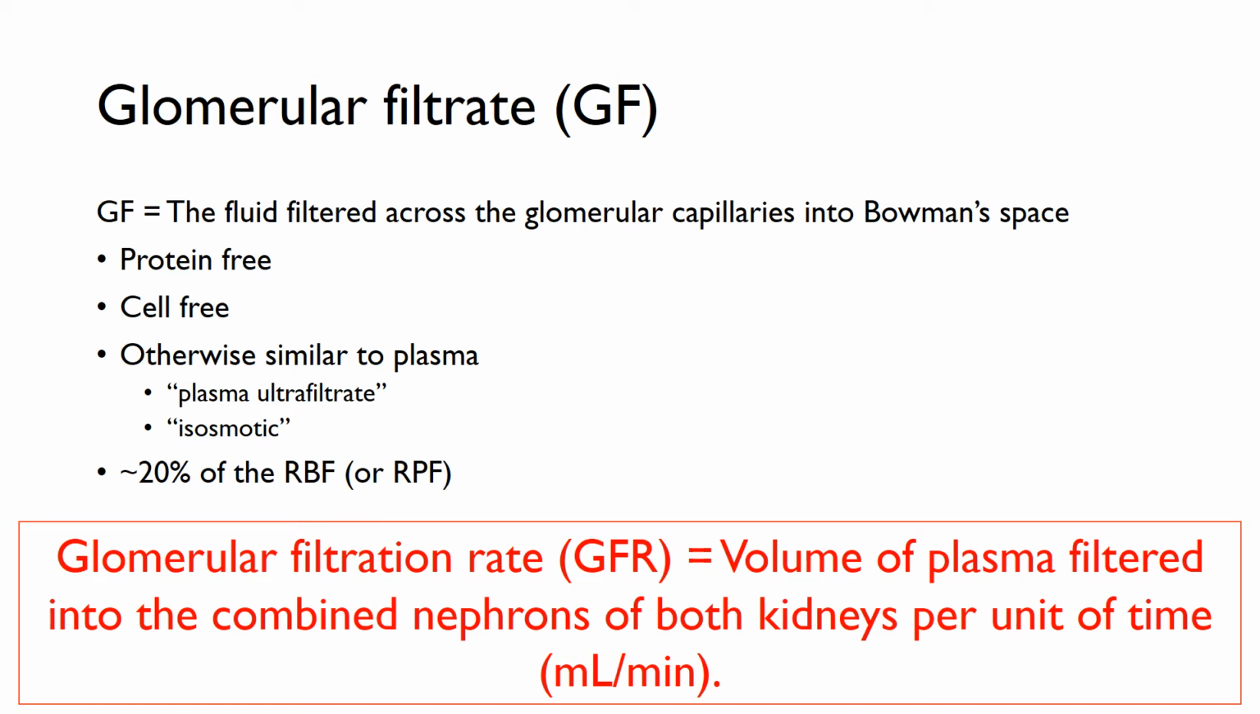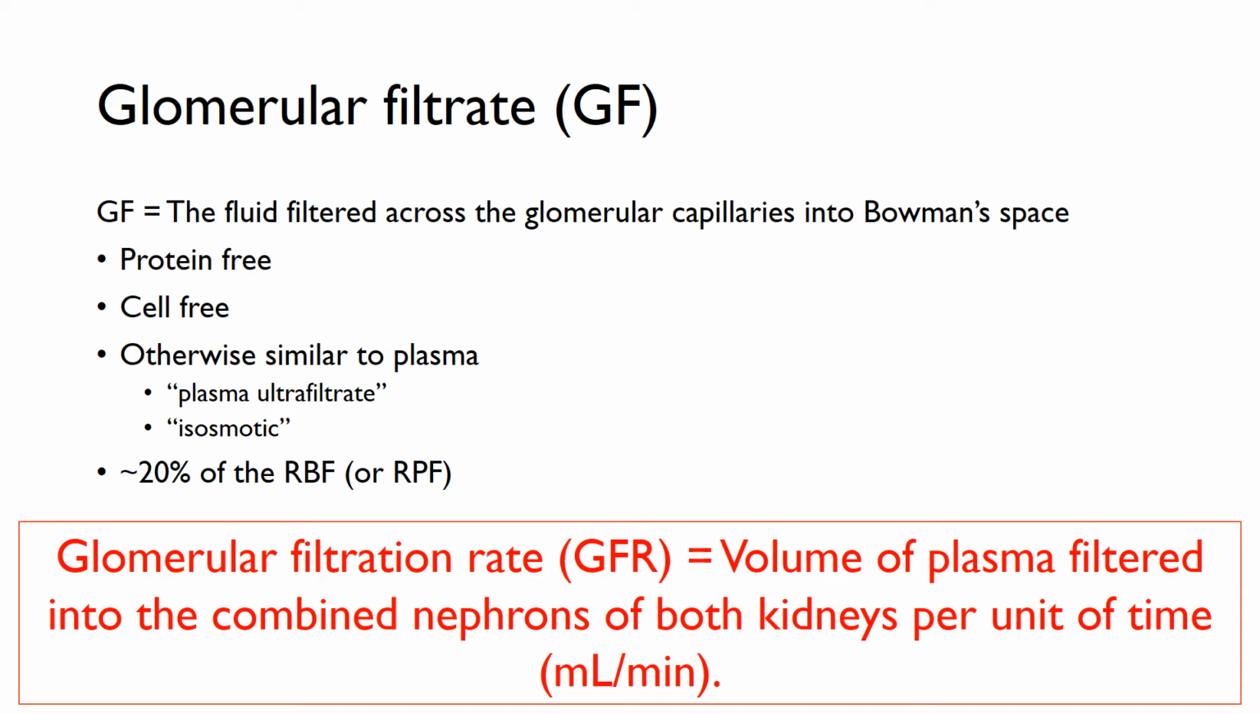The glomerular filtrate itself is the fluid filtered across the glomerular capillaries into Bowman's space. It should be protein-free, as you learned earlier in this lecture. It should be cell-free, and it should otherwise be similar to plasma. Therefore, that glomerular filtrate, we often will interchange for the phrase plasma ultrafiltrate. So this is the ultrafiltrate of what is crossing the glomerular filtration barrier, and it should be isoosmotic to plasma.